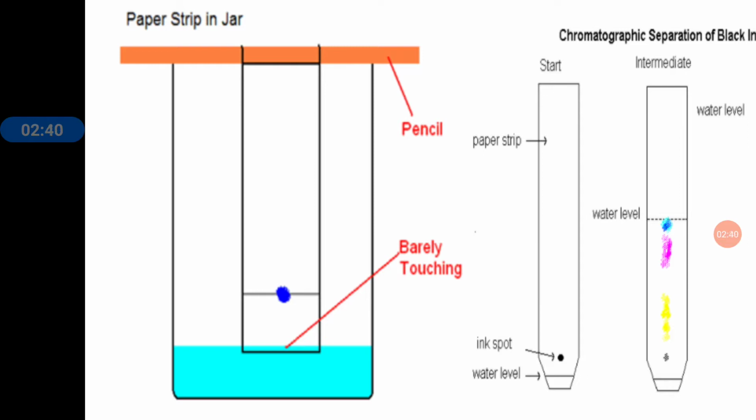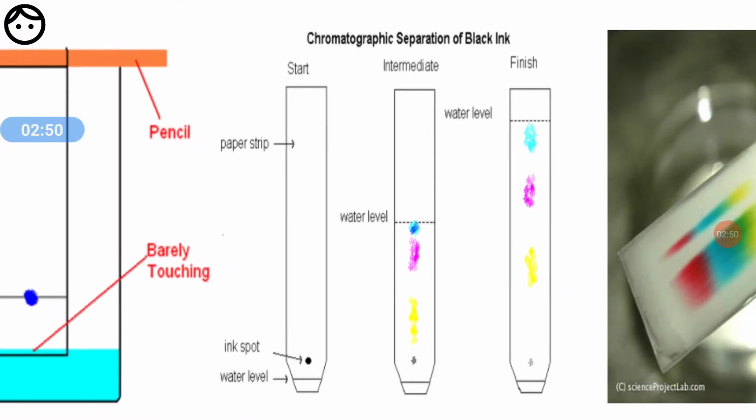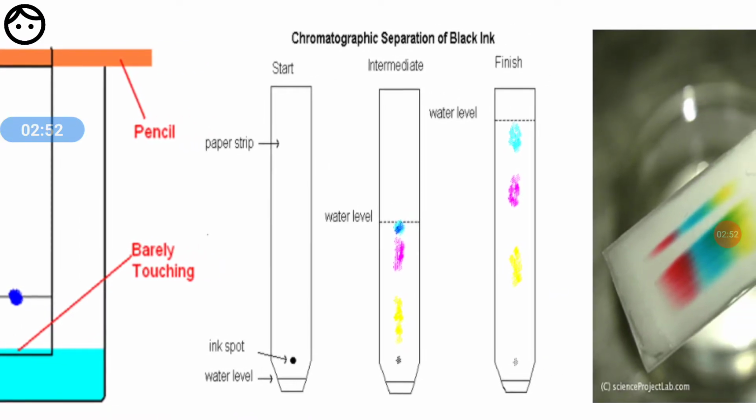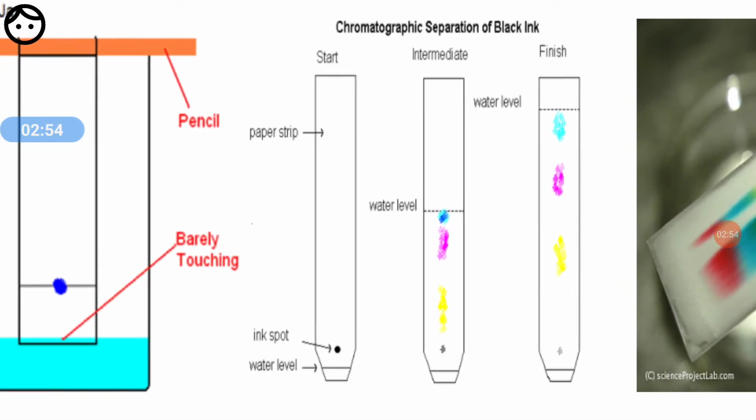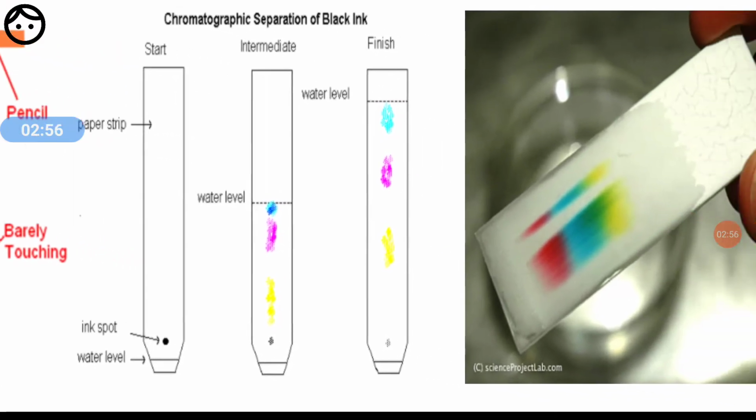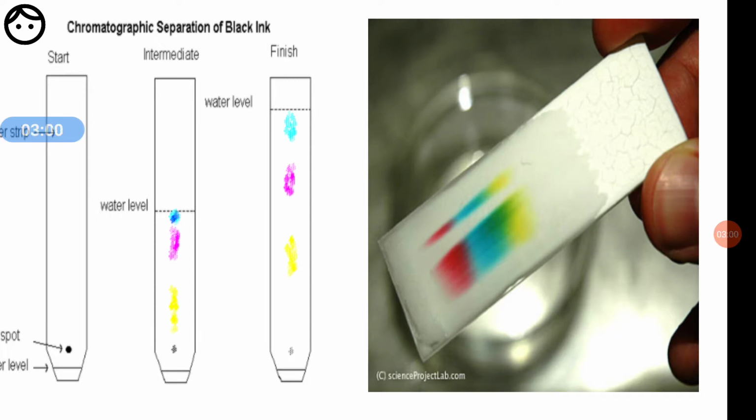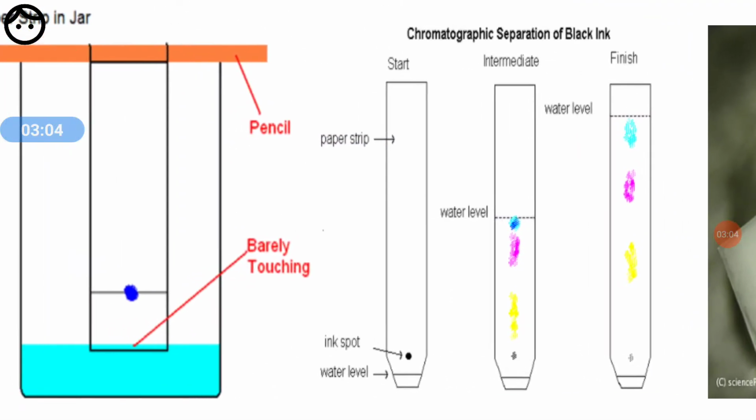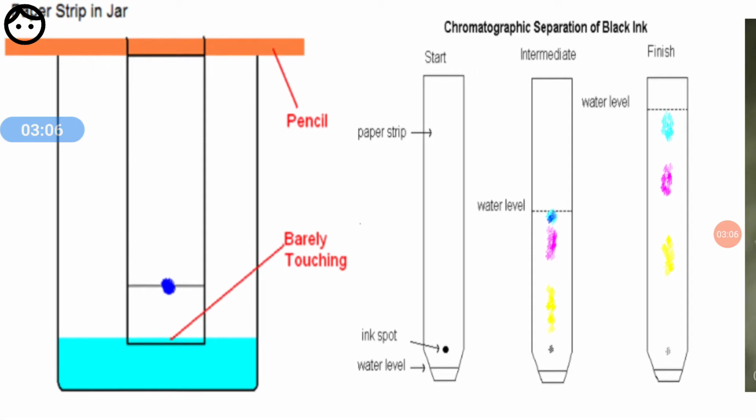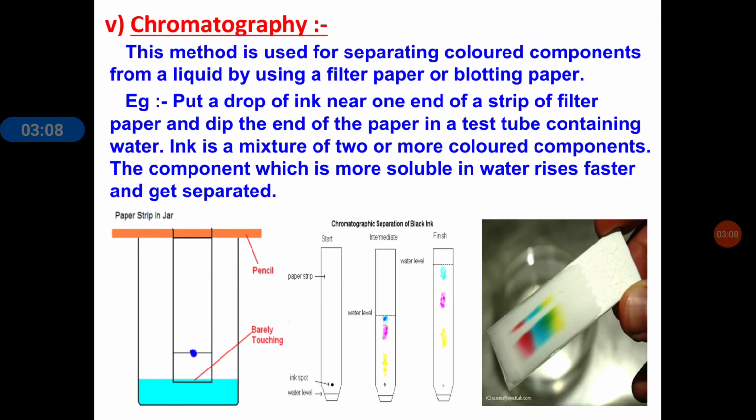Keep this arrangement for half an hour as it is. After half an hour, you find that the different color components of the liquid get separated. Here you can see in the picture, the color components of the liquid get separated. So this method of separation of a mixture is called chromatography.